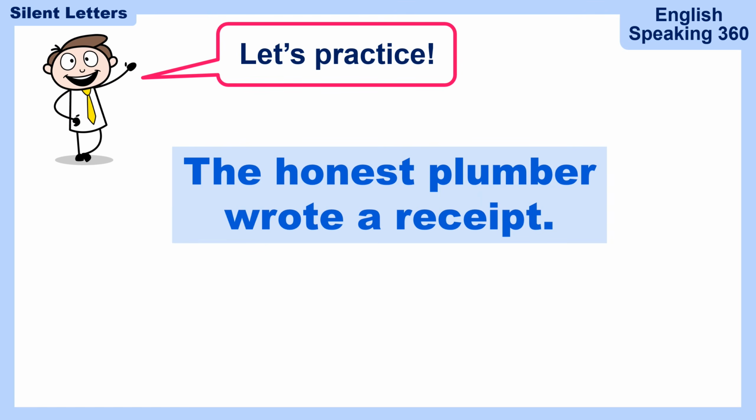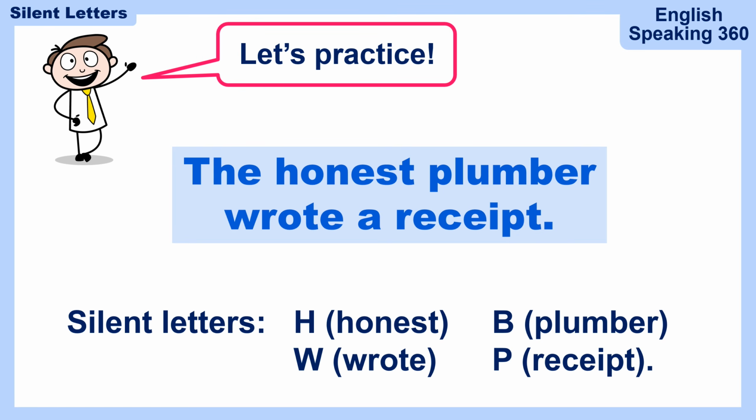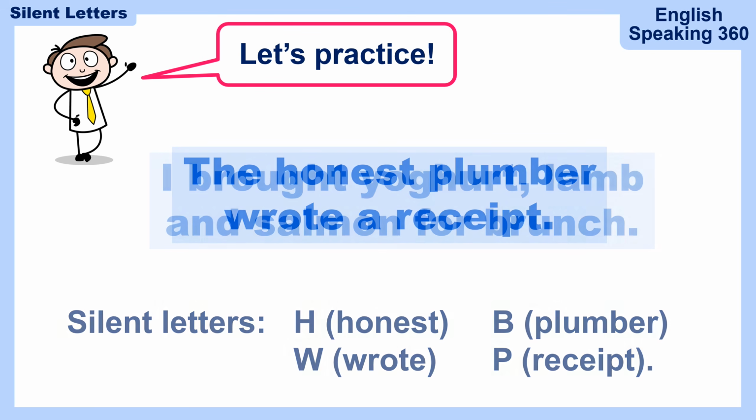Let's practice more. You should be able to read this one now with everything we have studied together. The honest plumber wrote a receipt. The silent letters are H in honest, B in plumber, W in wrote, and the P in receipt. The honest plumber wrote a receipt.